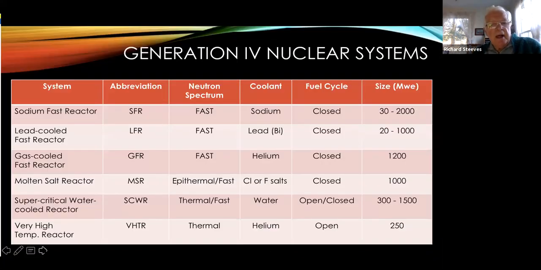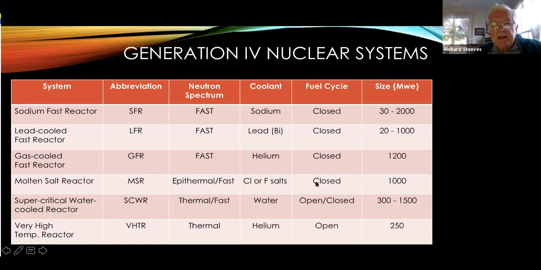You've seen this slide before, and last time I talked about all these six families. This time I'm going to simplify things. We basically talked already about the sodium fast reactors, so I'm going to skip these and jump down to molten salt reactors, because I think they're most important. And what I really want to focus on are the ones that have closed fuel cycles.